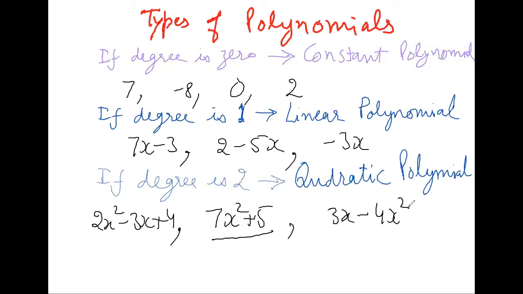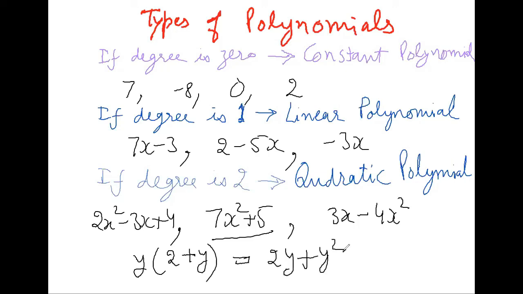Now let us take one more. y, inside the bracket there is 2 plus y. What about this? इसके बारे में क्या ख्याल है? आप बोलोगे इसमें तो highest power 1 है. But there is a bracket also. We have to solve the bracket first. So when we open up the bracket, we see 2y plus y square. So this is again also a quadratic because highest power is 2.